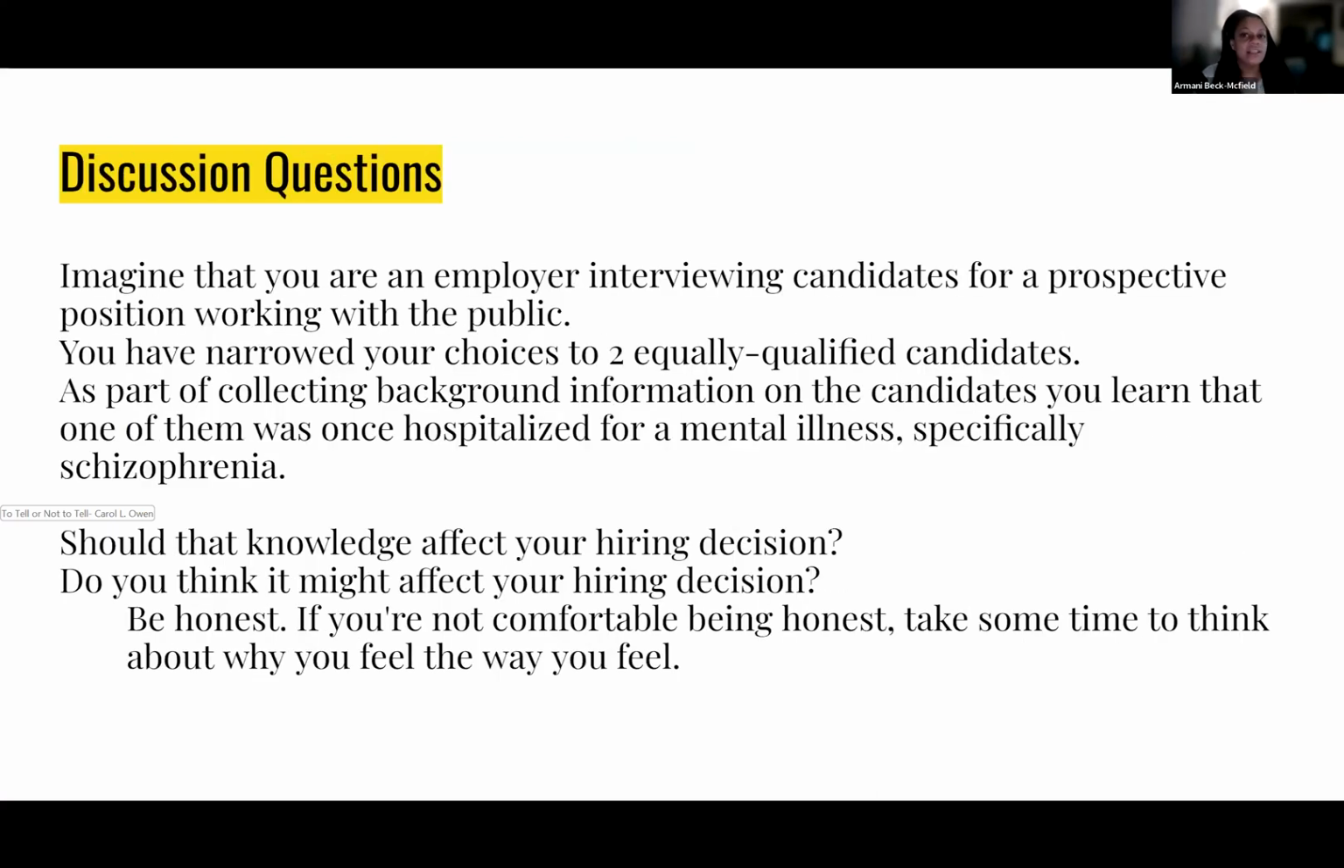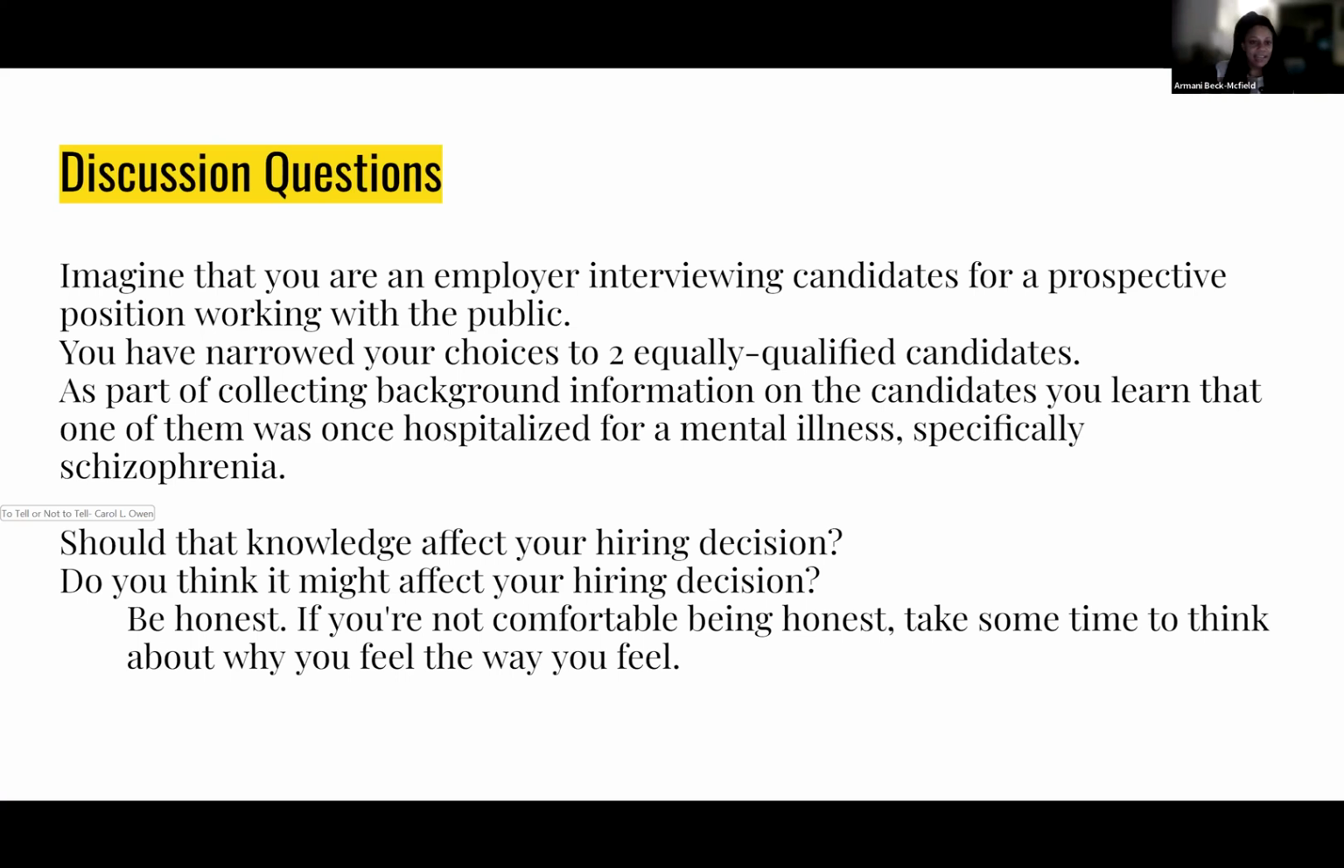So I want you guys to imagine that you're an employer and you're interviewing candidates for a prospective position working with the public. You have narrowed your choices to two equally qualified candidates. As part of collecting background info, you learn that one of them was once hospitalized for mental illness, specifically schizophrenia. One, should that knowledge, in an ideal world, affect your hiring decision? And in reality, we have enough rapport that you're going to be honest with me, right? Do you think it would affect your decision? Be honest. And if you're not comfortable being honest, then tell me why that is. Totally opinion-based. No wrong answers here.